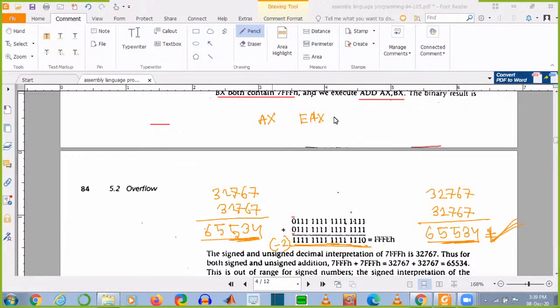So if you store this result, FFFE H, in the 32-bit register EAX, then you get MSB 0 here, because there are 0s here. So you get MSB 0. In that case, you get the same result as the signed interpretation, 65534. So in that case, it will be correct and overflow will not occur.